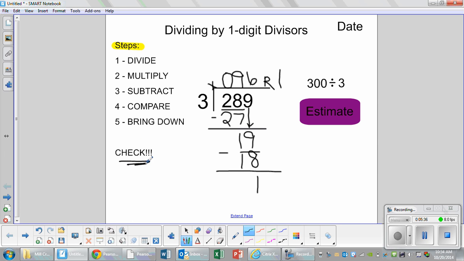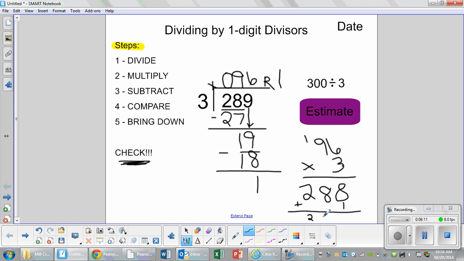Notice right here I put that you need to check your answer. When you are dividing, it is so important that you check your answer. So to check, I'm going to take 96 times 3. You can always check your division problem with multiplication. 6 times 3 is 18. 3 times 9 is 27, plus 1 is 28. And I have 288, but I have to add this remainder, since it was what was left over, and I get 289. So that tells me that my work was correct.